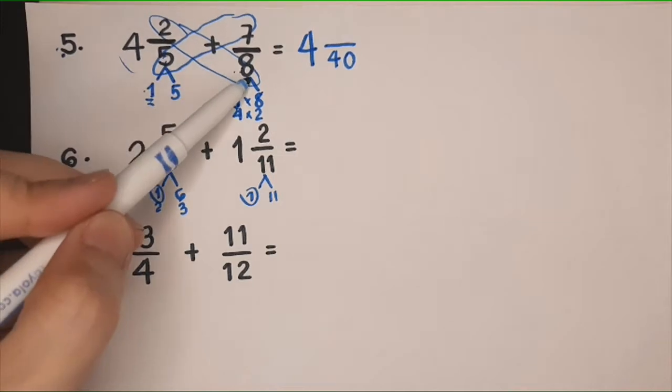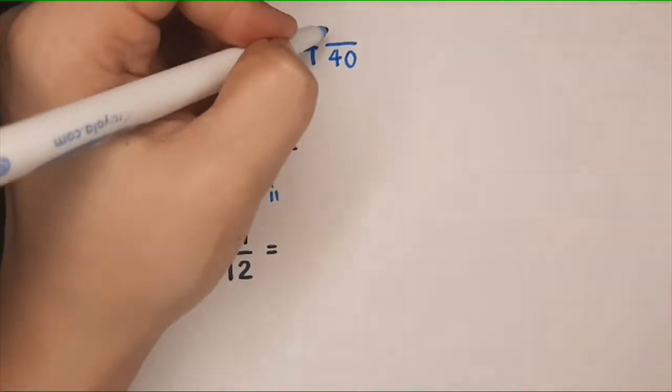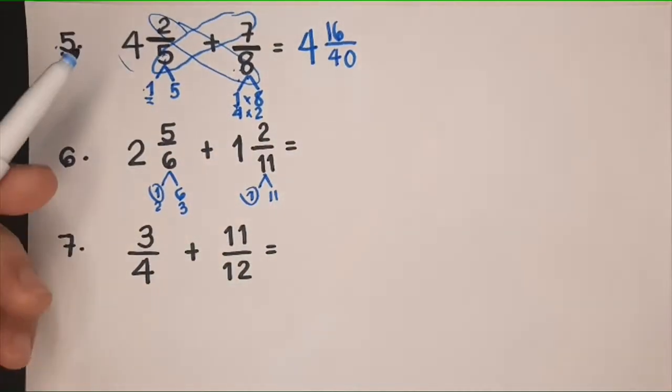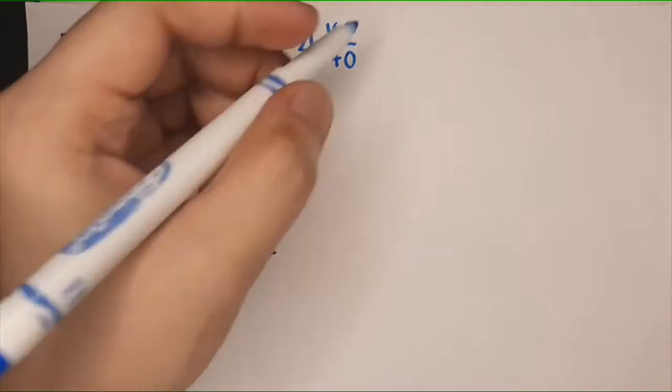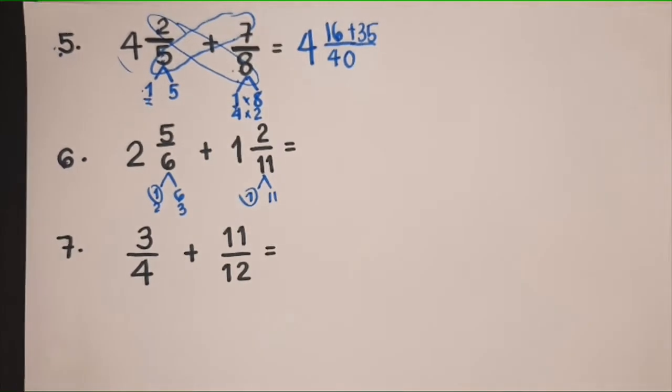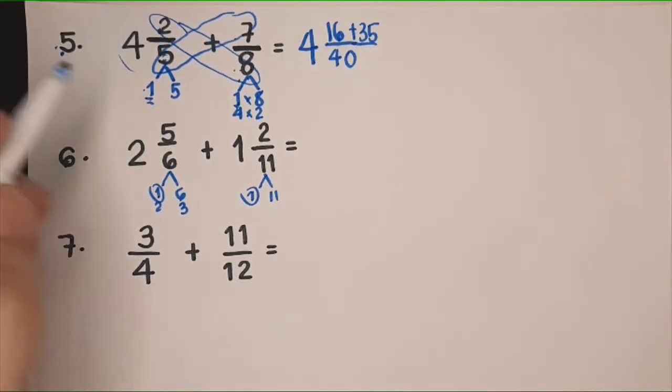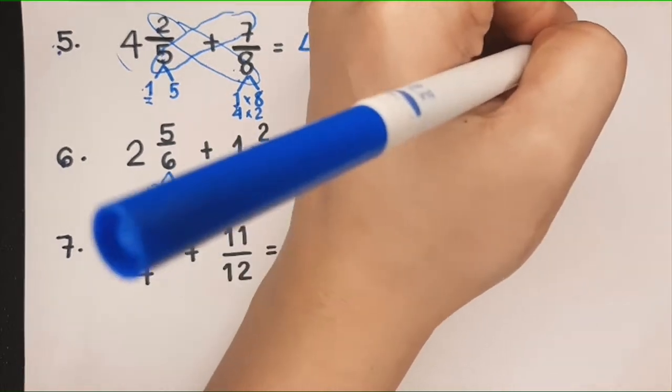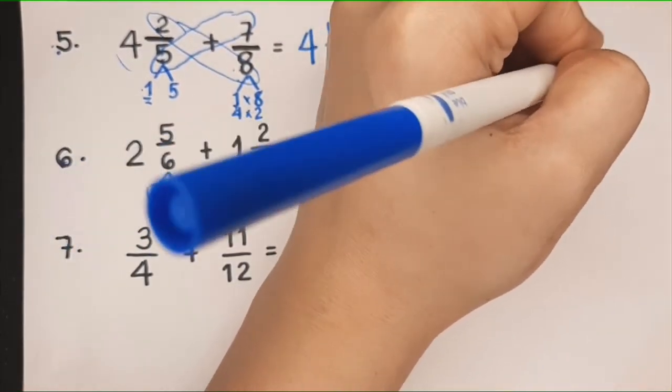Okay, so it's 8 times 2. It's 16, right? And then 5 times 7, you will get 35. Okay? Okay, and then you add, right? So, pwede naman sa scratch, lagay nyo dito 16 plus 35.